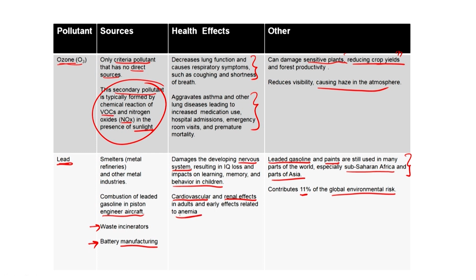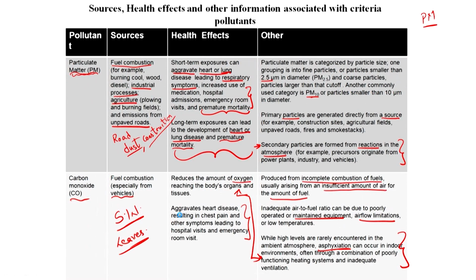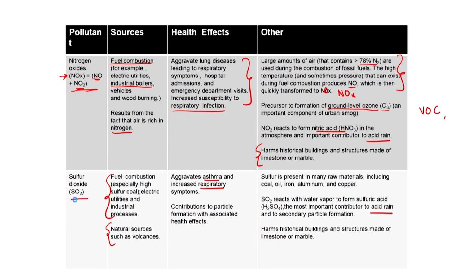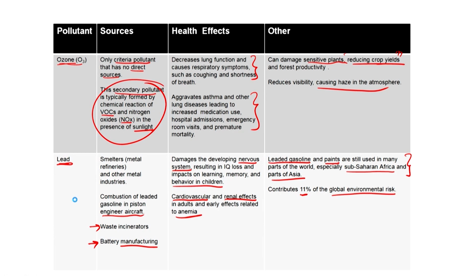and early effects related to anemia. Okay, so here I wanted to discuss all the aspects in one go rather than speak about them piecemeal: particulate matter, carbon dioxide, nitrogen oxide, sulfur dioxide, ozone and lead.